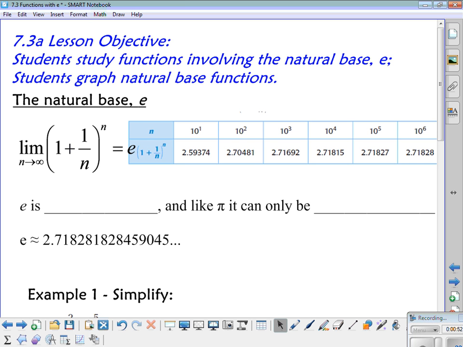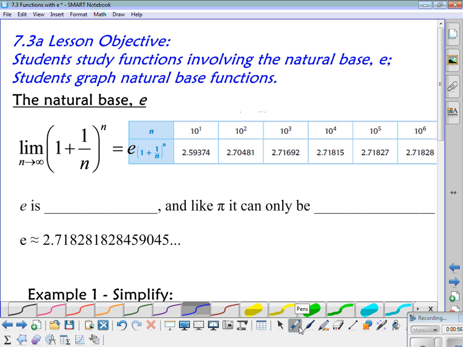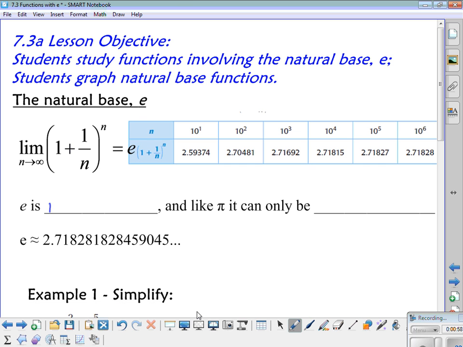And so that single number is called e, and it is irrational. And like pi, it can only be approximated because it never ends. So e is approximately 2.718281828459045. Now, do I expect you to remember that?